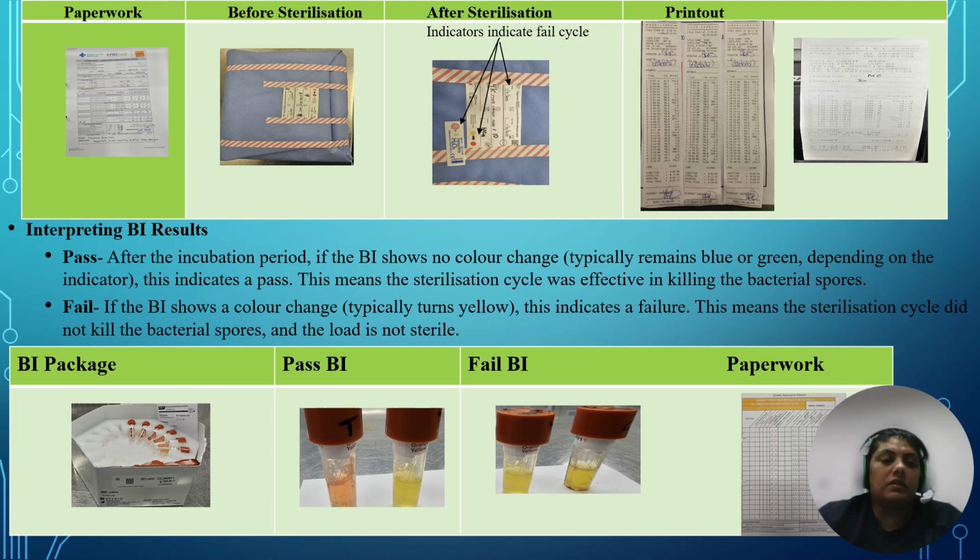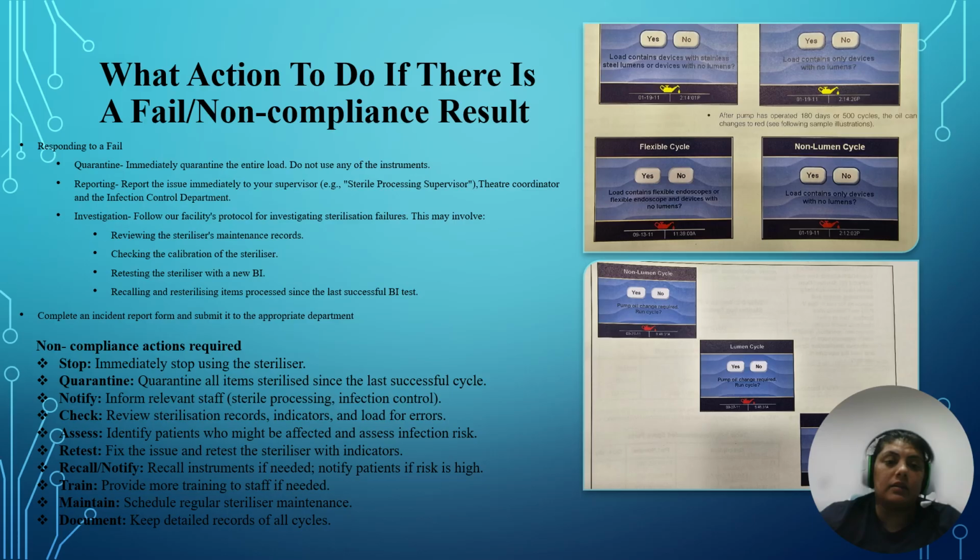sterilized. Below is an example of the BI that we have used in our department. Pass when the BI has no color change, and the control has a color change. Fail when both the BI and the control have changed color. Paperwork to record the cycle procedures.